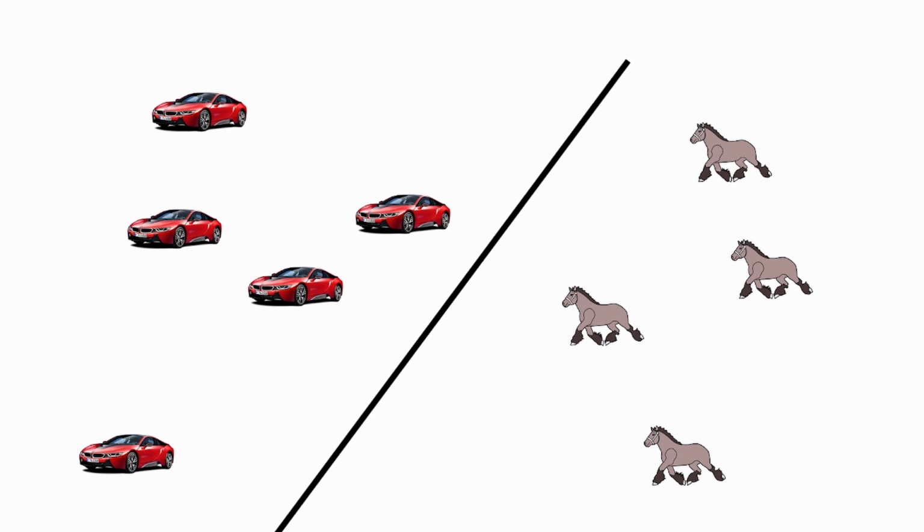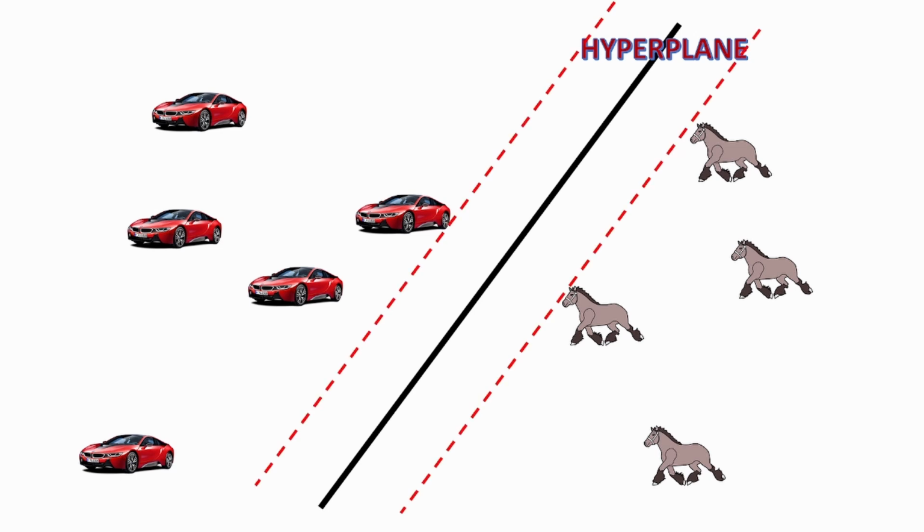The main concept of this algorithm is to find the best fitting hyperplane that has the biggest margin from all the separated groups. The points that determine the edges of the margin are called support vectors.